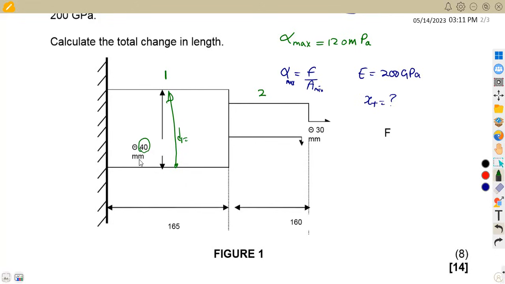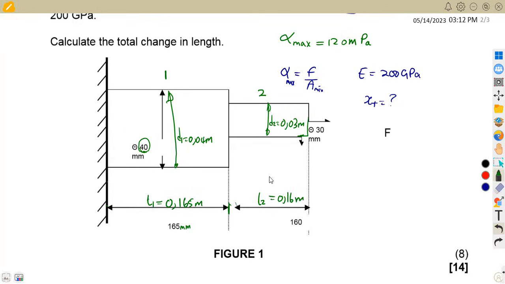If you convert to meters by dividing by 1000, that's 0.04 meters. Same thing here, we are given the diameter of the second part, which is 30 millimeters. If we divide by 1000, that's 0.03 meters. These are the lengths you're given. Our first length, from this point to this point, is 165 millimeters, which is 0.165 meters. Same with this part, we are given L2, which is 0.16 meters.